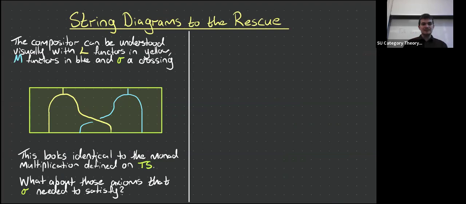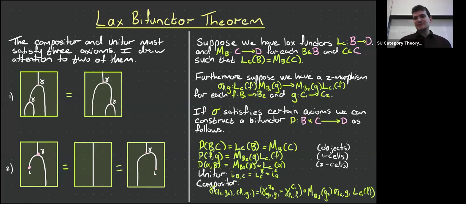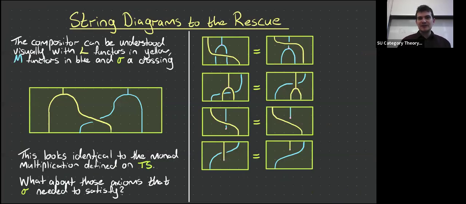But what about those axioms that sigma needed to satisfy? If you recall, I just said that sigma satisfies certain axioms. So let's just quickly talk about those. Those are exactly the axioms of a distributive law of monads. So we have this nice, at this stage kind of superficial, connection between this lax bifunctor theorem and distributive laws of monads.